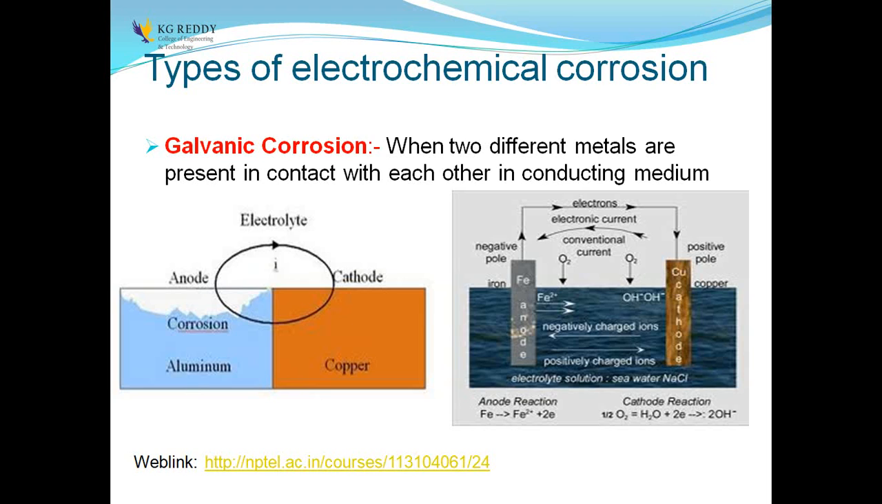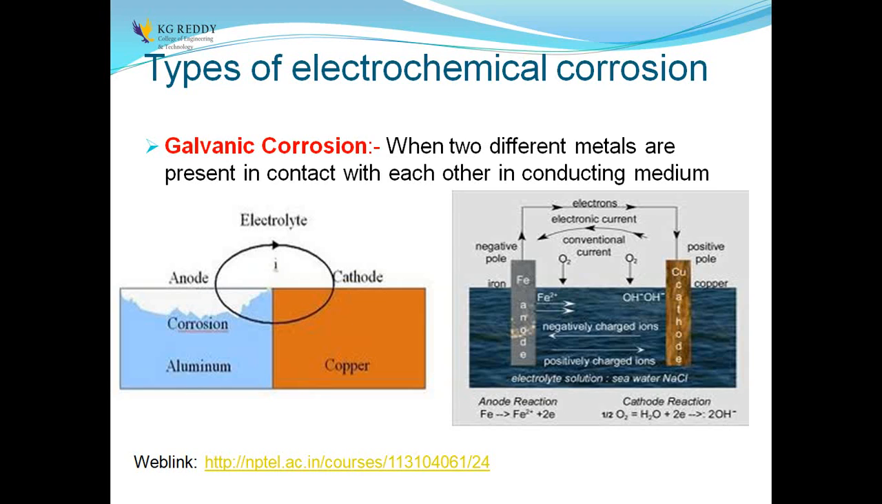First one, galvanic corrosion. Two different metals are in contact with each other in the same liquid solution. For example, take iron and copper metal. These iron and copper have different reduction potential values, as we already discussed in electrochemistry. In the electrochemical series, the reduction potentials are arranged in increasing order from top to bottom.